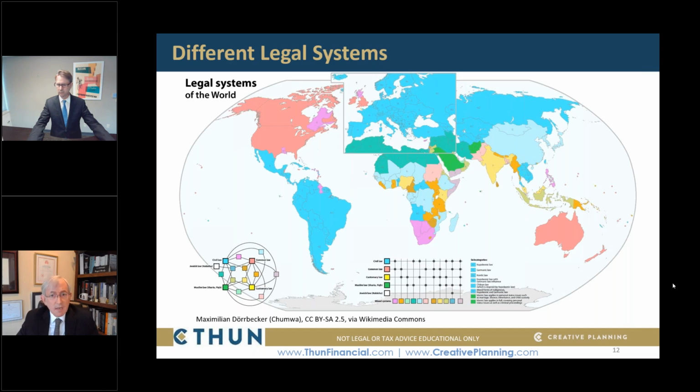You know, in Middle East and North Africa, that green color are Sharia law countries. So you can see around the world, you've really got to understand where you're going in order to put together a good estate plan. Next slide, please.